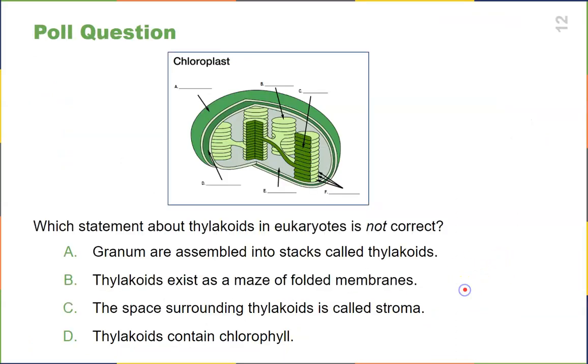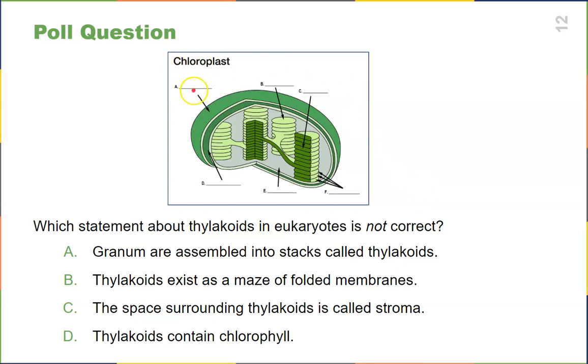Okay. So let's take a look at our chloroplast picture. Can we fill in the blanks here, A, B, C, D, E, F, with the correct names? I know I didn't give you a word bank, but I think you could do it. So if you want to pause here before I tell you what the answers are.